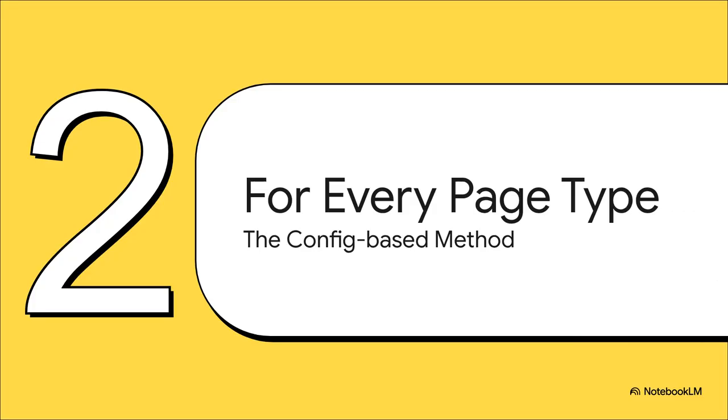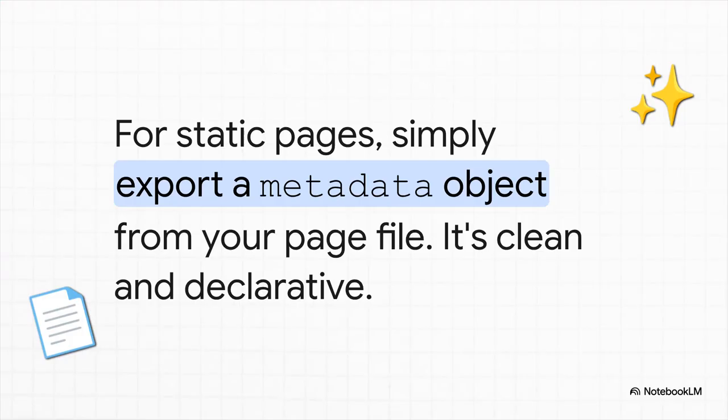So let's dive into that first method, the config-based approach. This is your go-to tool for tailoring the metadata for every single page on your site, whether its content is static or changing all the time. For your simple pages, your About Us or Contact page, where the content doesn't change, the solution is just so clean. You literally just define and export a plain JavaScript object called metadata. Inside, you set the title, the description, and that's it. You're done. It lives right there with your page component.